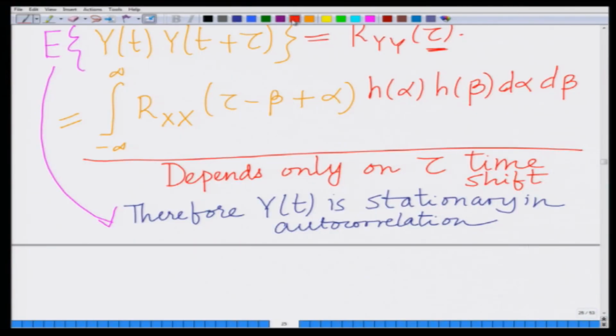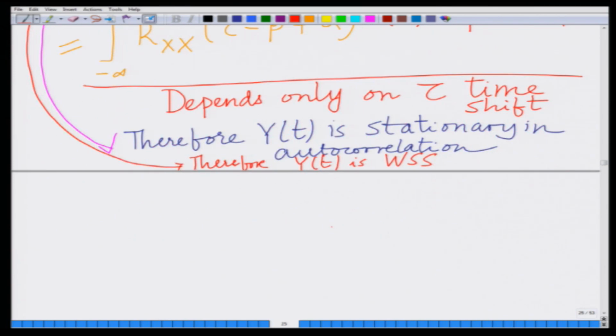Therefore, y(t) is WSS. So, let me write this again here. Therefore, y(t) is a wide sense stationary random process.